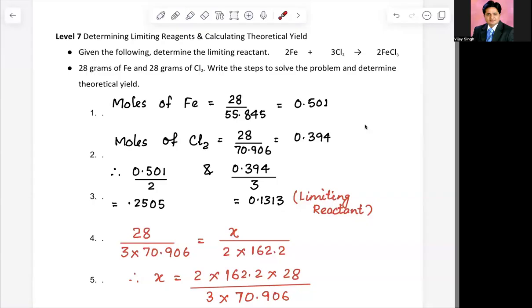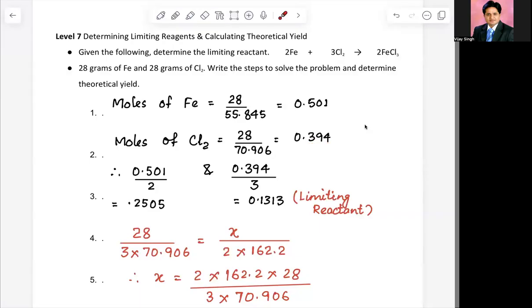So first, let's find the moles of iron. You have 28 grams of iron, 28 divided by the molar mass, that is 55.845, which is 0.501. Then moles of chlorine, that is 28 divided by 70.906, which is 0.394.